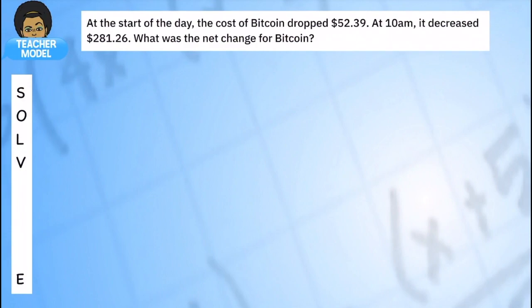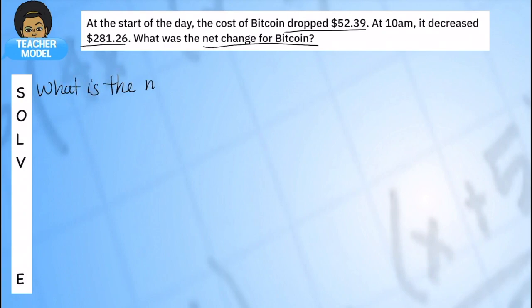It has to do with the stock market with Bitcoin. Tons of people love the Bitcoin. So when the market opens up, immediately there is change. So at the start of the day, usually I think 9 a.m., the cost of Bitcoin dropped $52.39. And at 10 a.m., it decreased by $281.26. So at 9 a.m. this happened, and then the second thing happened. What was the net change? So that's what we're trying to solve.